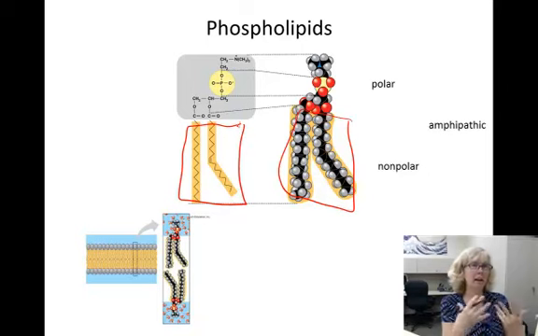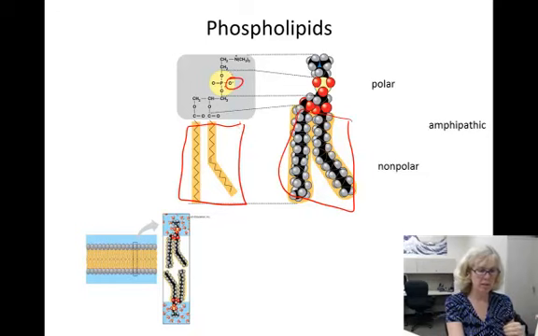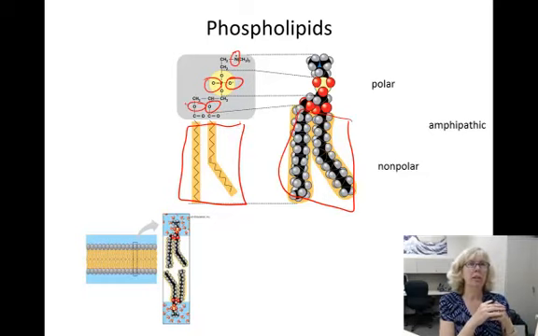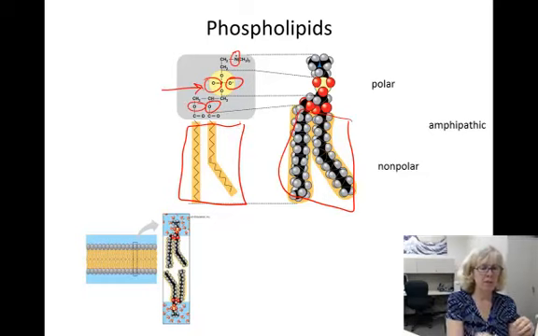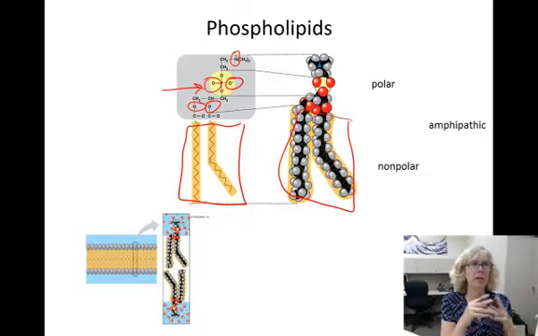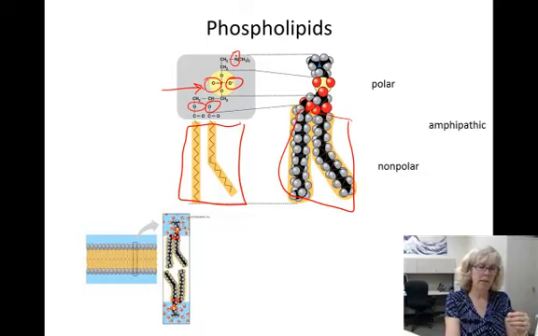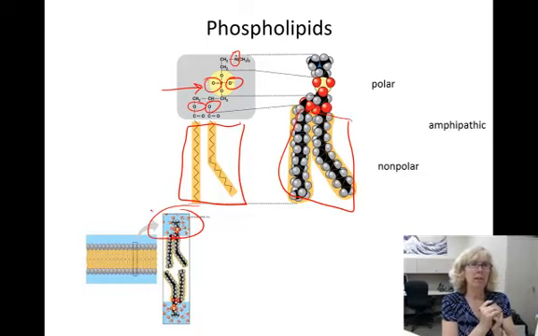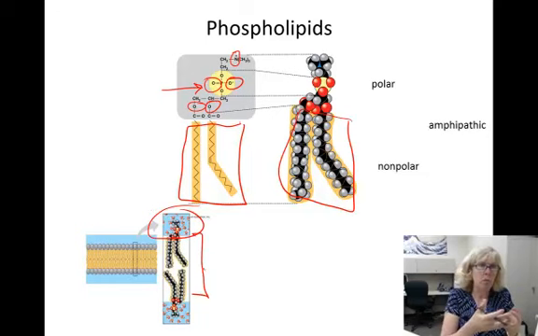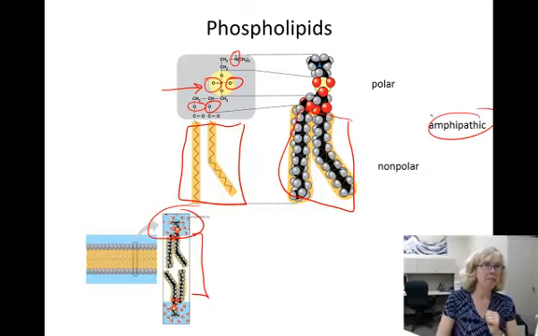On the other hand, the head of a phospholipid has all kinds of electronegative atoms. We see nitrogens and lots of oxygens, all kinds of stuff going on here. This yellow phosphate group, with the phosphate and the oxygen molecules around it, is negatively charged. And so the head of a phospholipid is polar and hydrophilic. Since water is attracted to the heads, they're found on the outside of a cell membrane, while the nonpolar tails are found in the center away from water. Molecules that have both polar and nonpolar regions are called amphipathic.